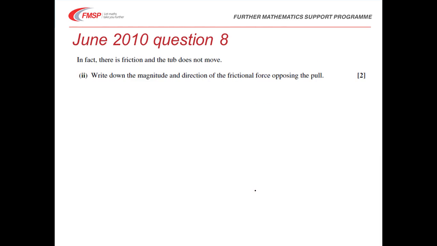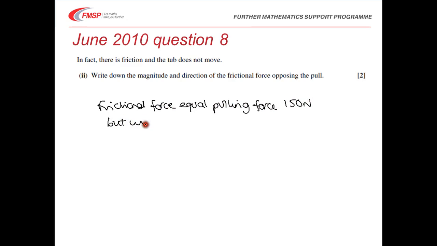Moving on to part 2. It says, in fact, there is a frictional force and the tub does not move. Write down the magnitude and direction of the frictional force opposing the pull. Well, the frictional force only needs to overcome the forward force. And so the frictional force will in fact equal the pulling force of 150 newtons, but will oppose motion. So it will be in the direction minus I, so it'll be opposing motion.